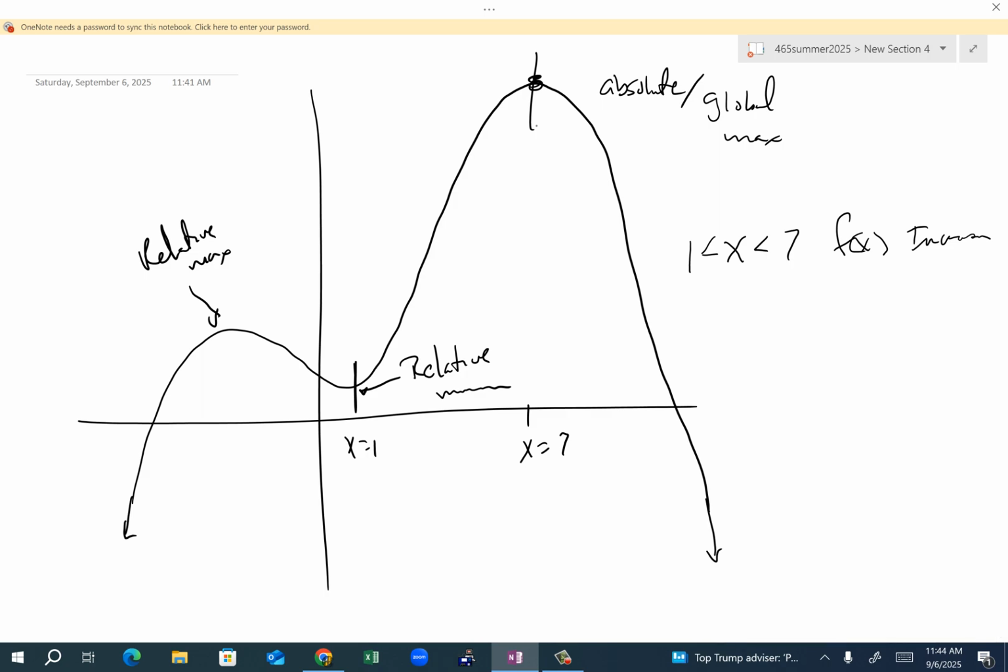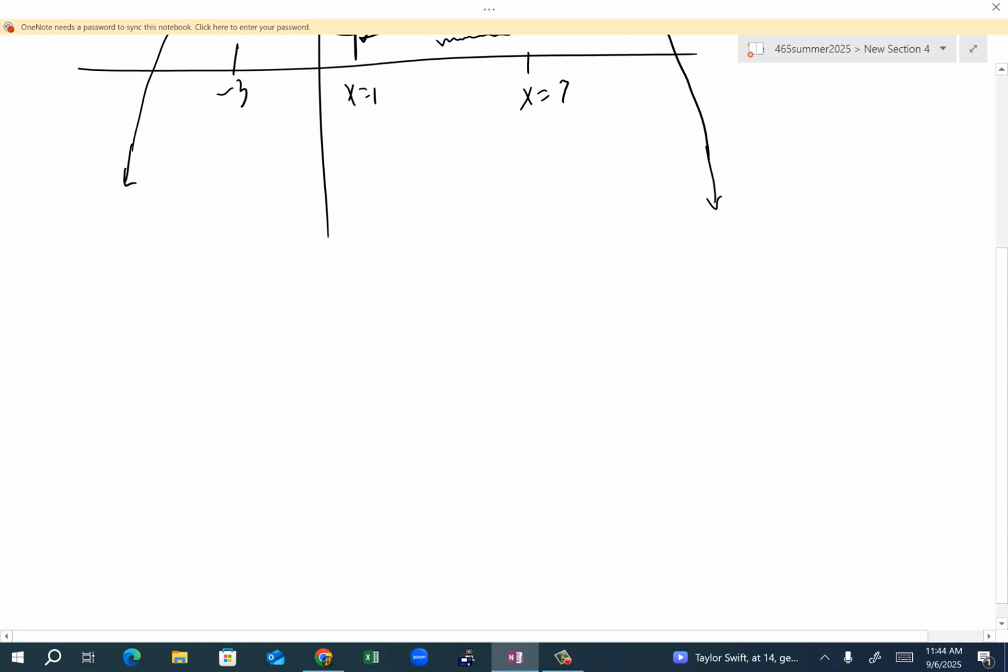So between 1 and 7, it's increasing. When x is bigger than 7, it's decreasing. We say f of x is decreasing. And of course, you can finish the rest of that as well, right? Obviously, from -3 to 1, it's decreasing. And when x is less than -3, it's also increasing. Okay.